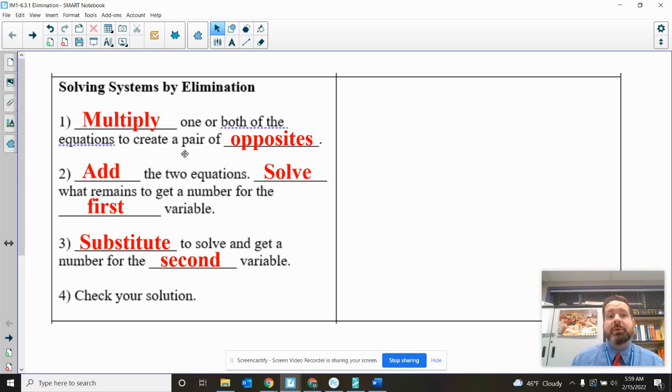Once that's done, you add the two equations together. This will eliminate one of the variables, allowing us to solve what's left so we can substitute and find the other variable. Take a moment to write that out in your toolkit, and then we'll take a look at our examples here.